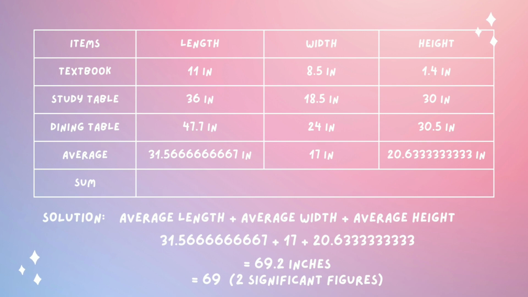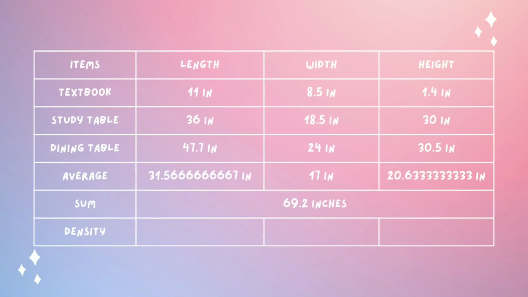As included in the task, we should get the sum of the length, width, and height averages and report the correct number of significant figures. Therefore, the formula for that is average length plus average width plus average height. Substitute 31.666666667 plus 17 plus 20.666666667 is equal to 69.2 inches.